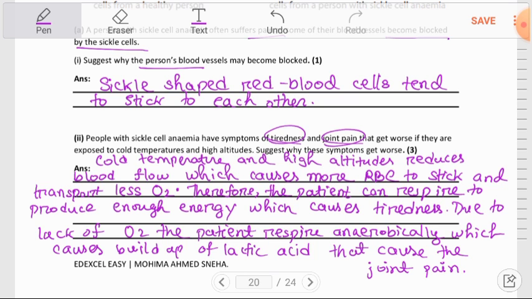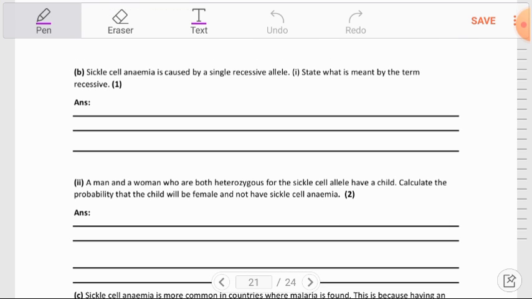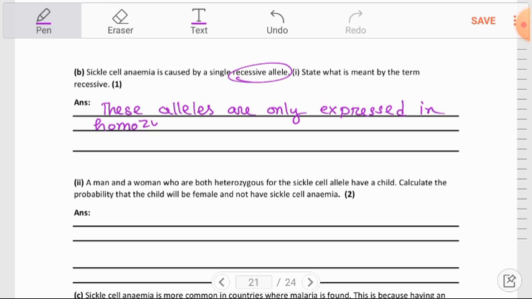I hope 9A2 was clear enough. Moving to part B. Here it says sickle cell anemia is caused by a single recessive allele. State what is meant by the term recessive allele. We know that recessive alleles are the ones that can only be expressed in homozygous conditions. So let's write it down. These alleles are only expressed in homozygous conditions. With this our part B1 ends.